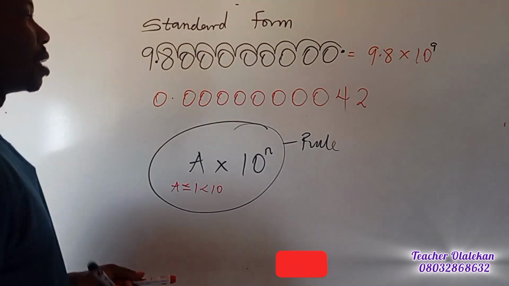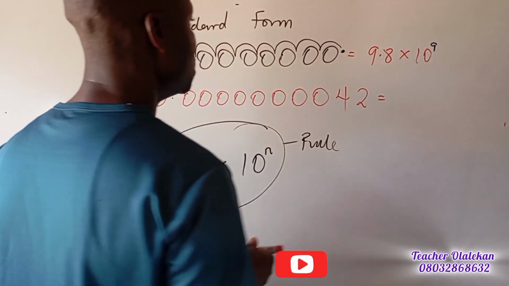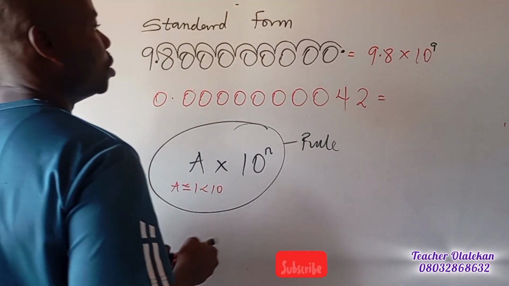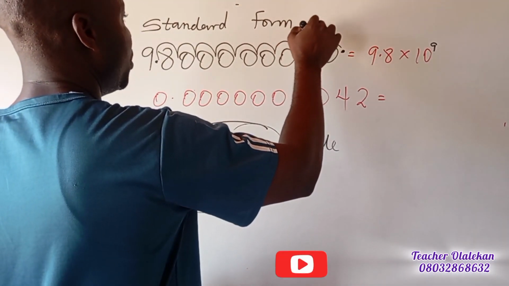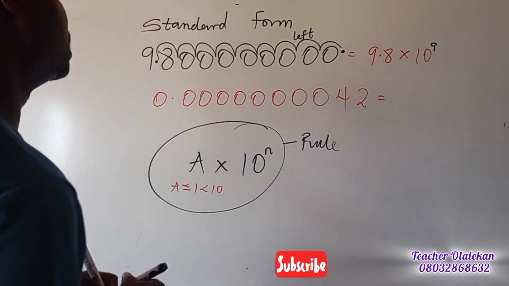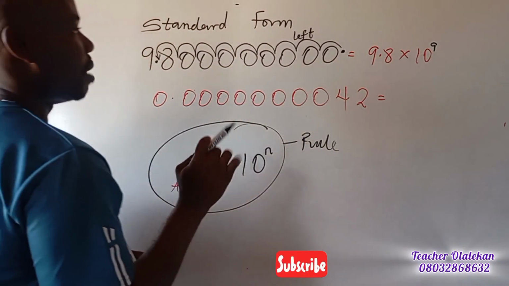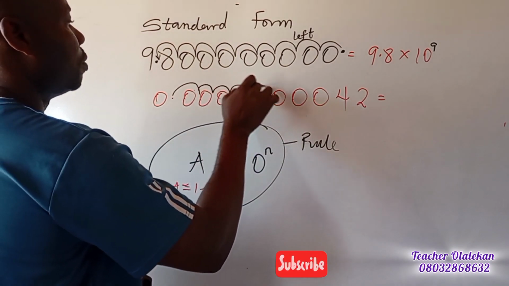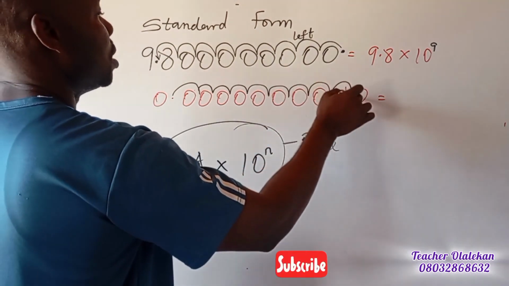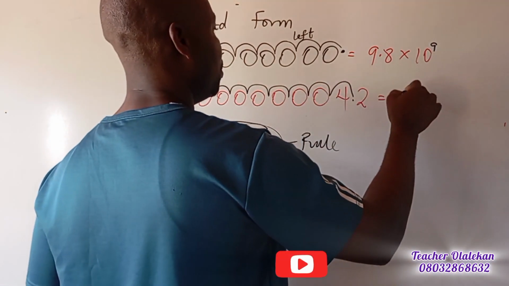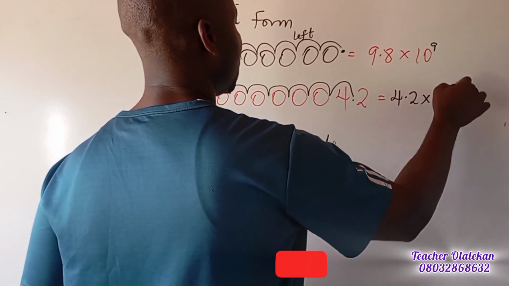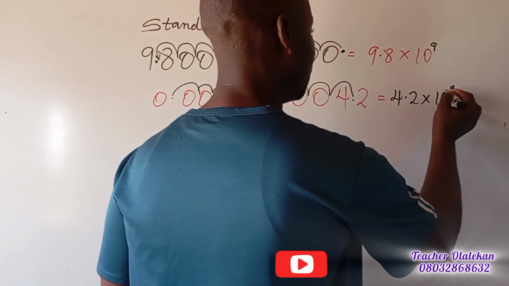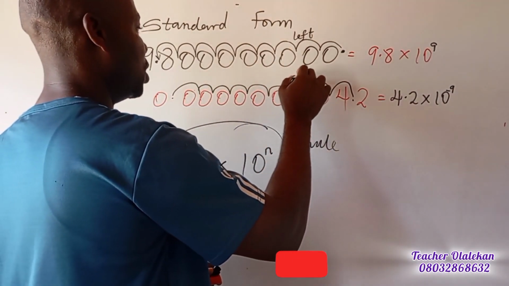Do not forget that our point moves to the left here. When your point moves to the left, you have a positive exponent. And when your point moves to the right, you have a negative exponent. You can see our point moving to the right on this one. 1, 2, 3, 4, 5, 6, 7, 8, 9. So that becomes 4.2 times 10 raised to power, sorry, negative 9. Do not forget that our point moves to the right.